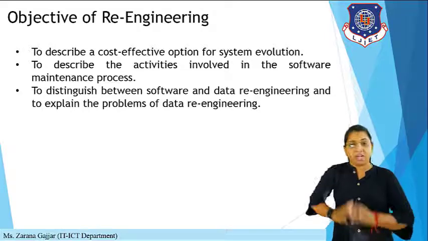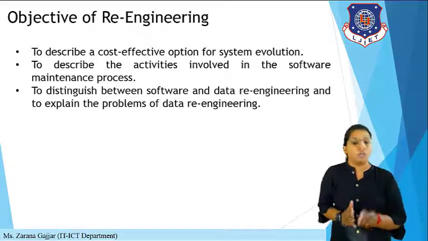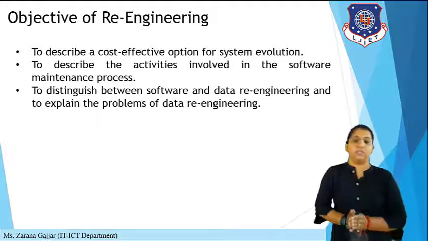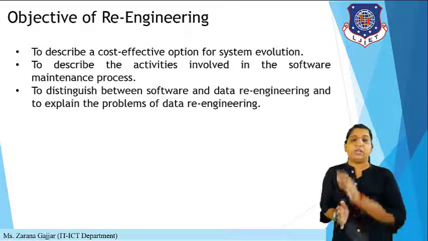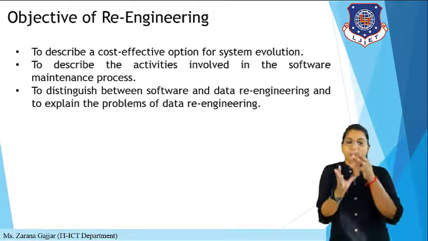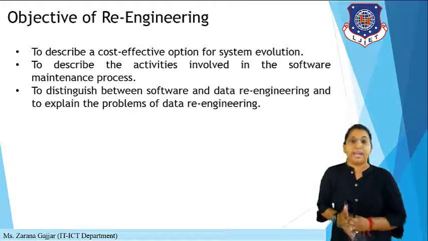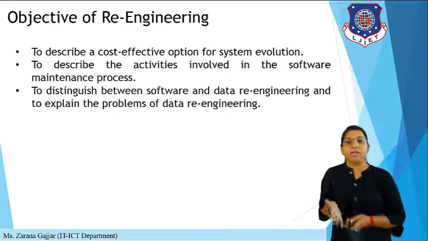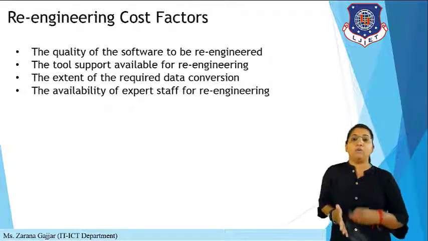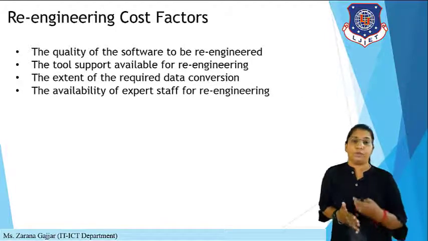So in re-engineering, you are redeveloping your software but with the existing features. Okay, so you are just doing reverse engineering, then you are doing some modification, and you are performing forward engineering, right? So this is all about the objectives of re-engineering. Now, what are the re-engineering cost factors?